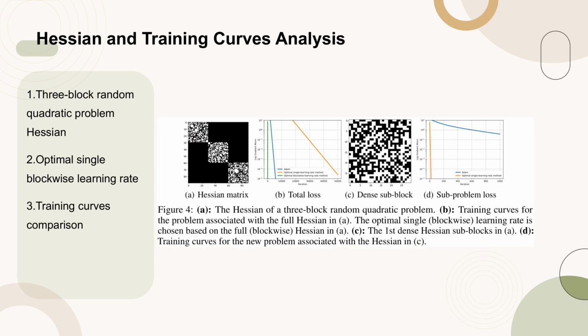Figure 4 presents an analysis of the Hessian matrix and training curves for a 3-block random quadratic problem. In Part A, the Hessian matrix of the problem is visualized, highlighting its structure. Part B shows the training curves for the problem, where the optimal single blockwise learning rate is applied based on the full Hessian. Part C focuses on the first dense Hessian subblocks from Part A, providing a detailed view of these components. Finally, Part D displays the training curves for the new problem associated with the Hessian in Part C, comparing the performance with the original problem.